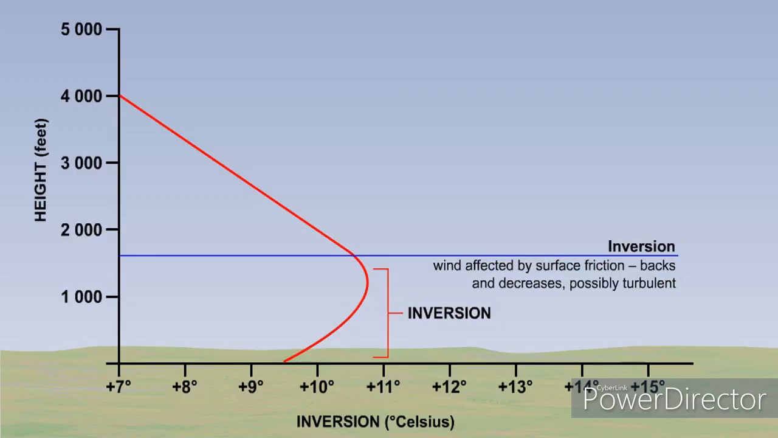A marked temperature inversion can also give rise to wind shear. Below the inversion, the wind will be affected by surface friction, and will thus back and decrease. It may also become turbulent if there are significant obstacles. Above the inversion, the wind is unaffected by these changes to the surface boundary layer.